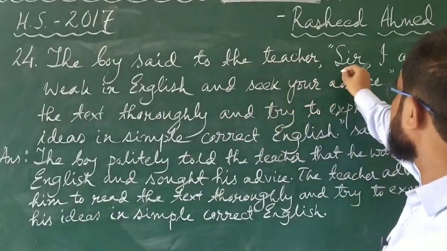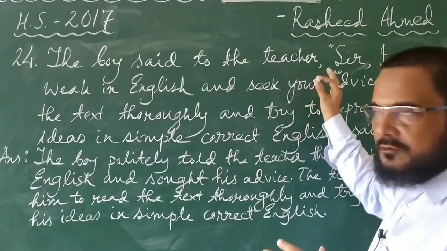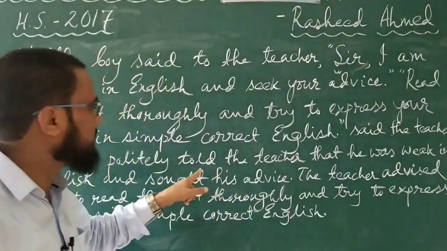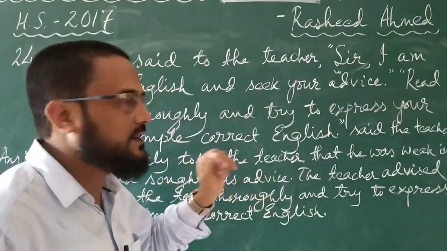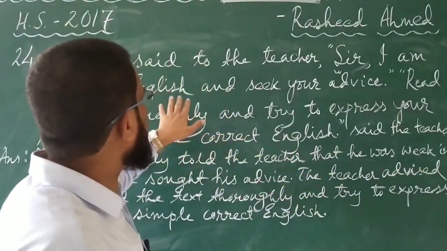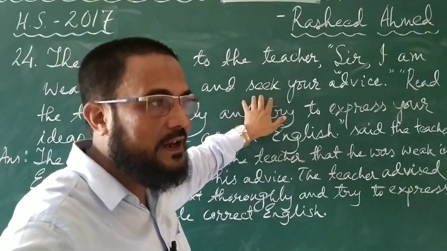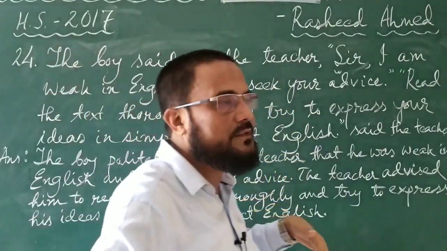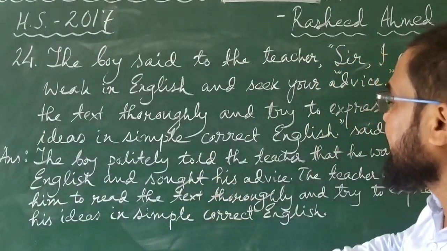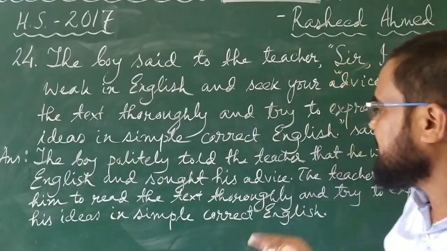What the boy said, it begins with sir, and we all know what to do with sir. You have to use politely. The word sir will not be used. The boy said to the teacher, "Sir, I am weak in English." The boy politely told the teacher that he was weak in English. I am weak in English. He was weak in English. And seek your advice. The boy continues. First he said, "I am weak in English," and then he said, I seek your advice. Seek became simple past. From simple present it became simple past. So seek became sought, S-O-U-G-H-T, and sought his advice. And seek your advice became and sought his advice. This is the first part.